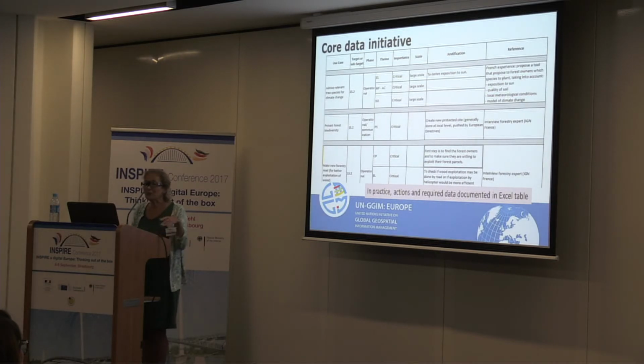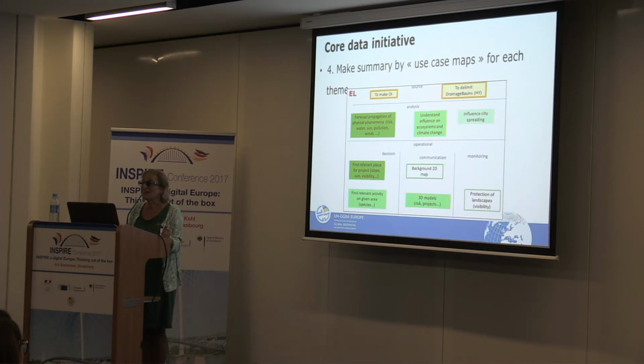In practice, we documented the data required for each of these actions in an Excel table. They are available on the UN-GGIM website. For those who are interested, you can find more detailed information in this Excel table. We made some summary by use case map for each theme, trying to see how the data is useful. It may be useful, for instance, for elevation in an indirect way to derive other products such as ortho-image or drainage basin, and it may be useful in the three phases: analysis, decision, monitoring, and also communication that is very transversal.